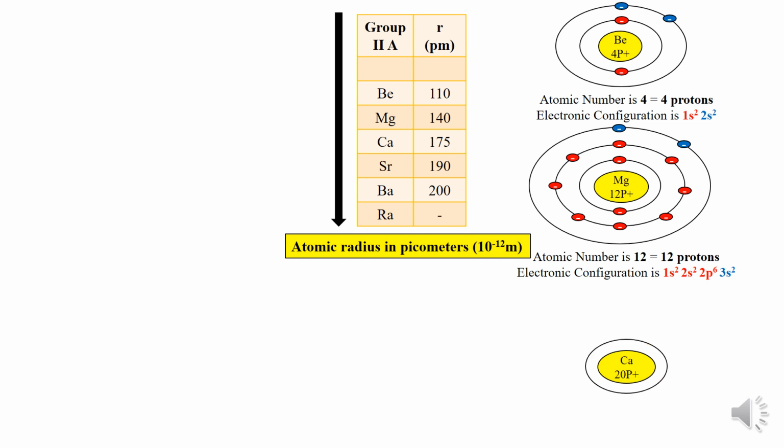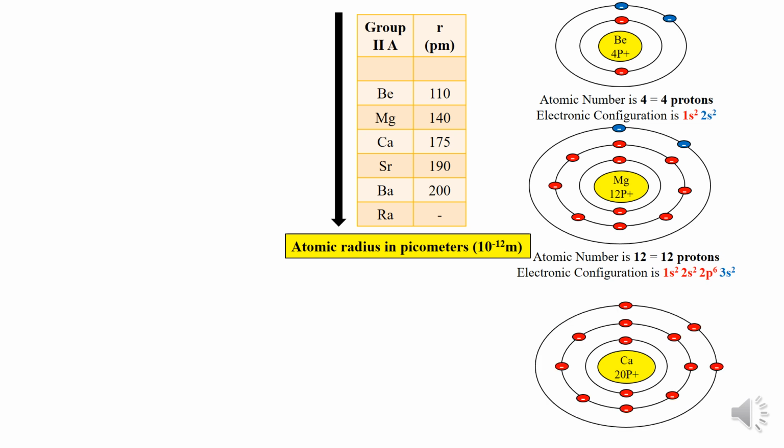Calcium has 20 protons in its nucleus. First shell contains 2 electrons. Second shell contains 8 core electrons. Third shell again contains 8 core electrons, while the outermost valence shell contains only 2 electrons.